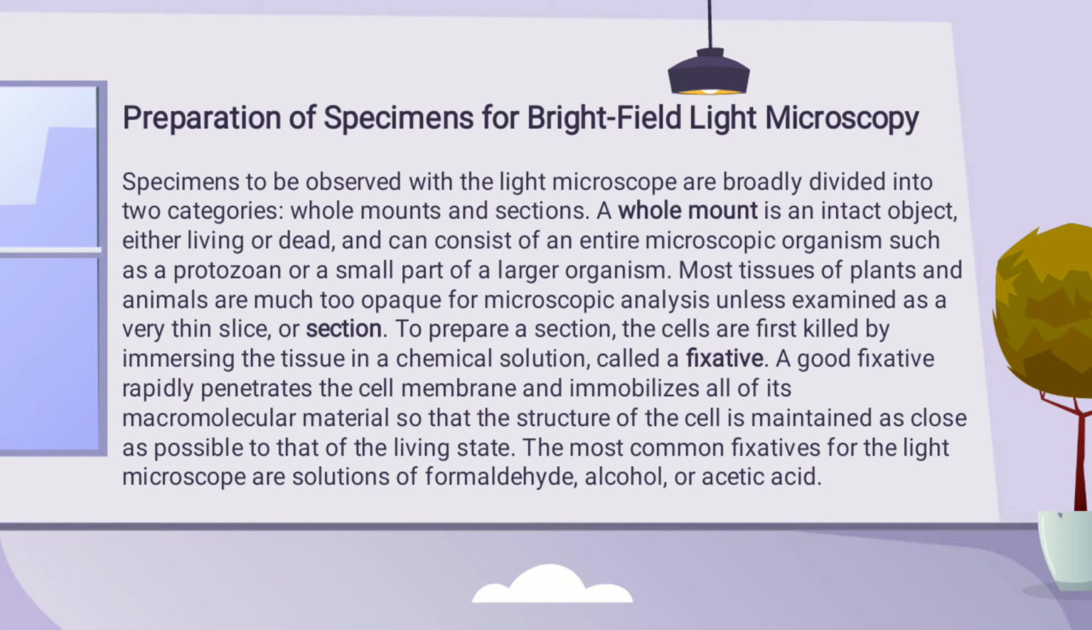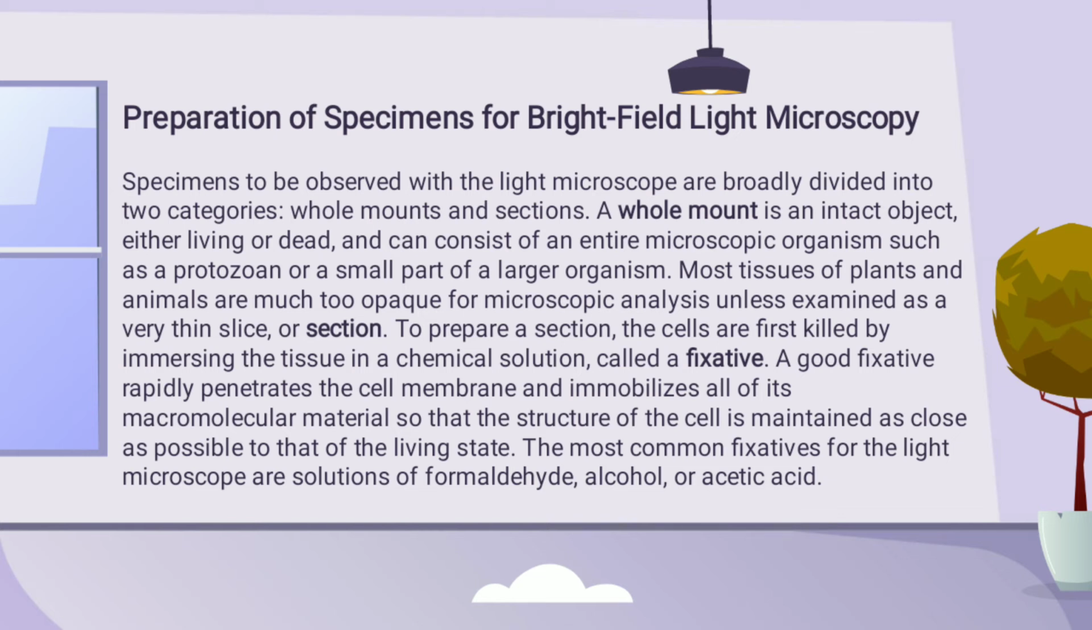Most tissues of plants and animals are much too opaque for microscopic analysis unless examined as a very thin slice or section. So when we say opaque, this is defined as not transparent or not allowing light to pass. So it makes it hard for the scientist or the researcher to study or understand the content of an organism.